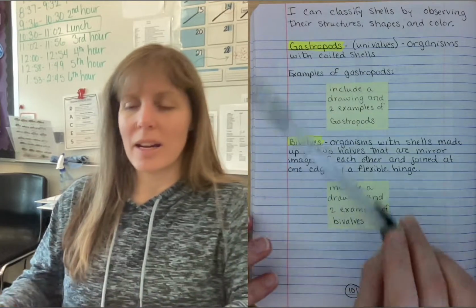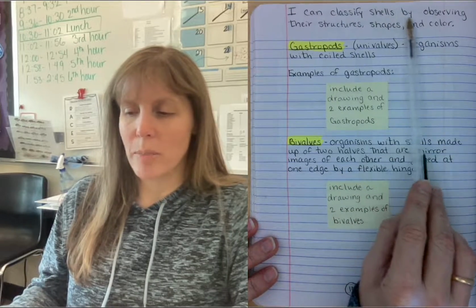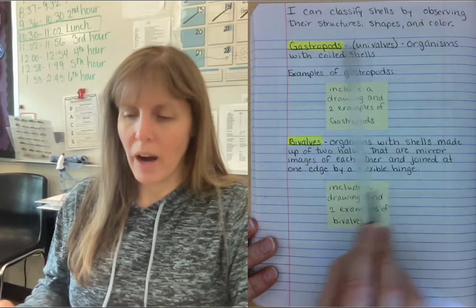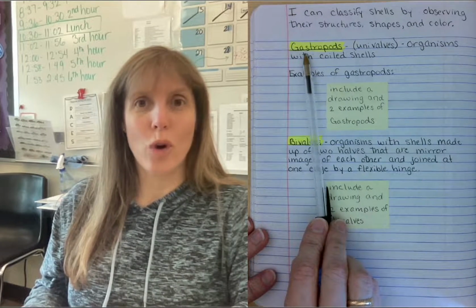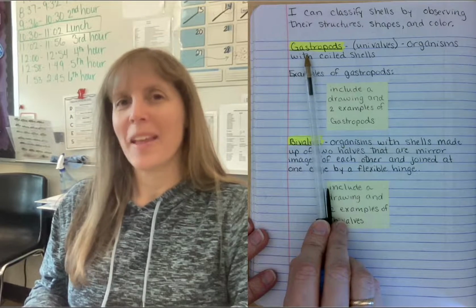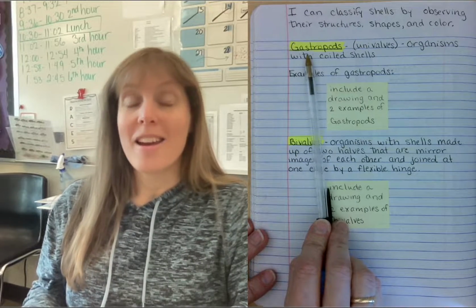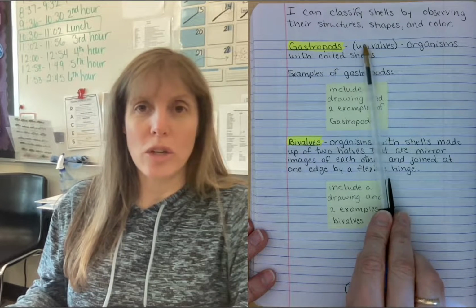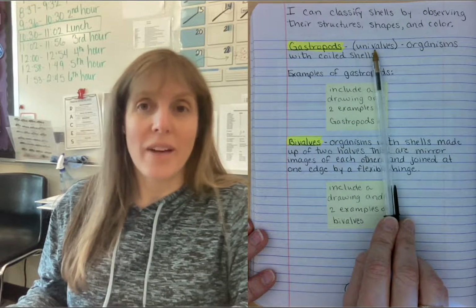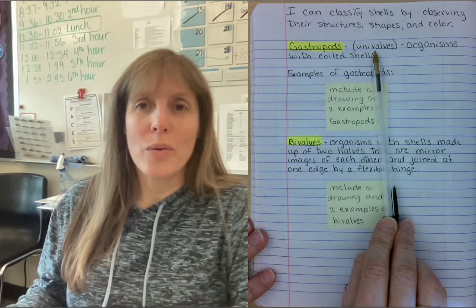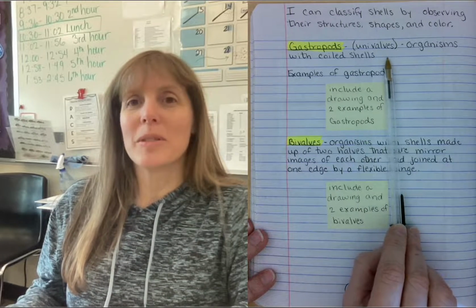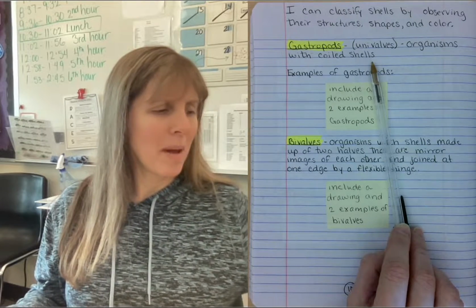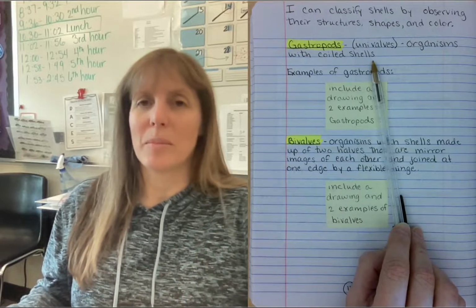But today's learning target is I can classify shells by observing their structures, shapes, and color. Our first term is gastropods. Say it with me. Gastropods. Now, gastropods can also be called univalves, like uni, like one. Univalves. Say that with me. Univalves. These are organisms with coiled shells. So, maybe like a snail shell, something like that.